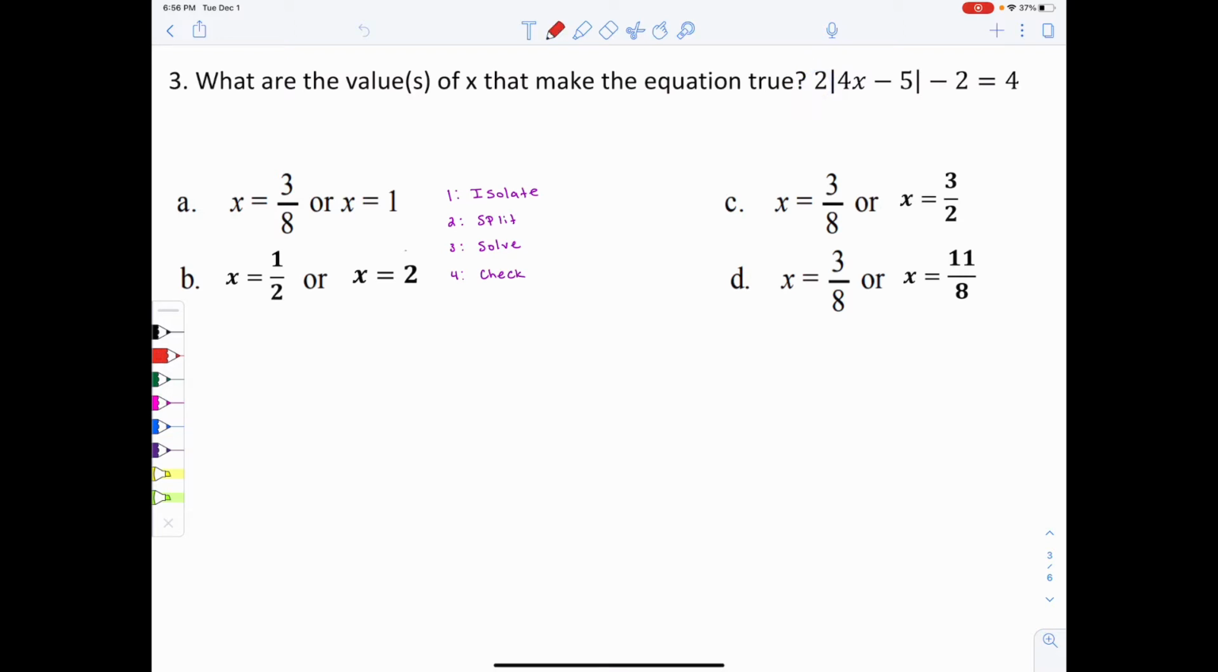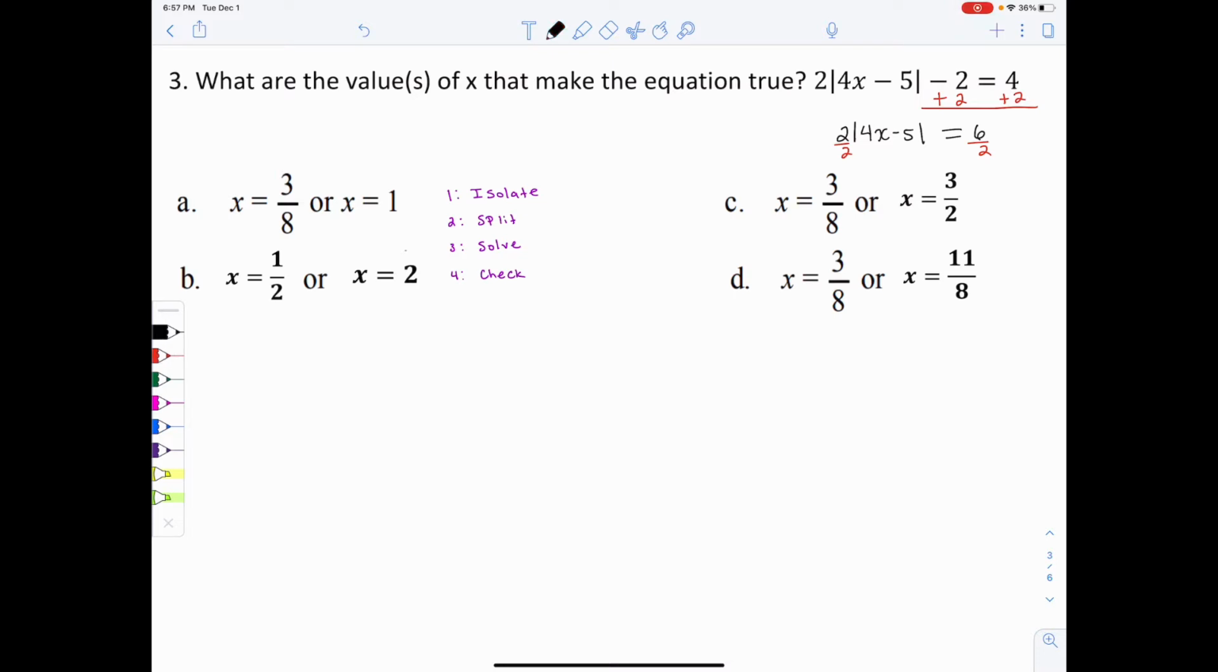So as we know, we always get rid of what's added or subtracted first. So add 2 on both sides. So that's gonna leave us with 2 absolute value of 4x minus 5 equals 6, and then divide by 2. So that's gonna be equal to 3.